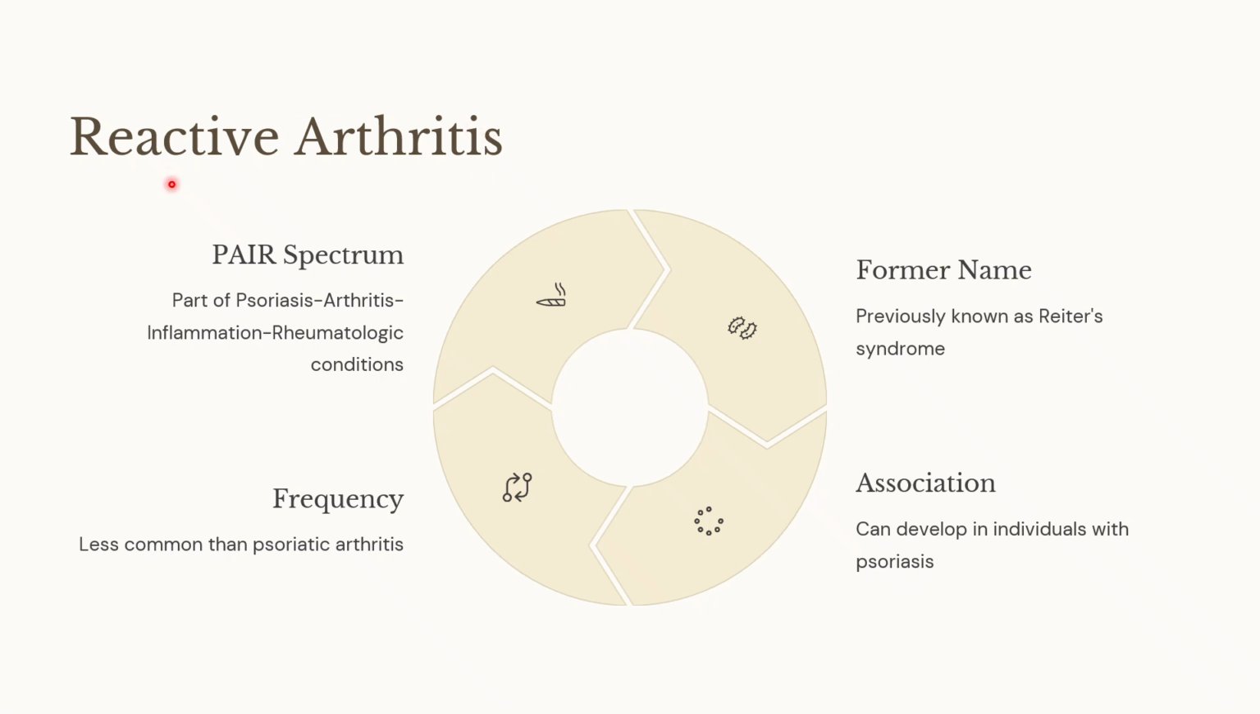What about reactive arthritis? Reactive arthritis is also known as Reiter syndrome. It can be seen in association with the PAR spectrum, like psoriasis, arthritis, inflammation, and rheumatological conditions. So this occurs secondary to any infection. That is why the name reactive arthritis.